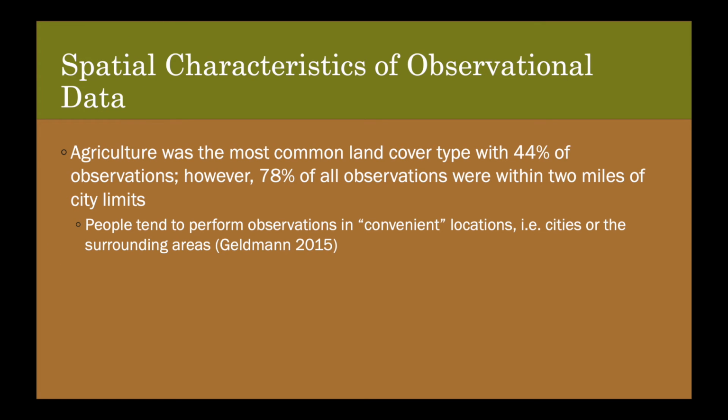At 44%, agriculture holds the highest percentage of monarch observations throughout the study period. However, when we take into account what we learned from the buffer map as well as the kernel density map, we know that, despite being located in agricultural land, the vast majority of all observations were located within 2 miles of city limits. In other words, most of the observations were recorded near populated areas, close to where people live.